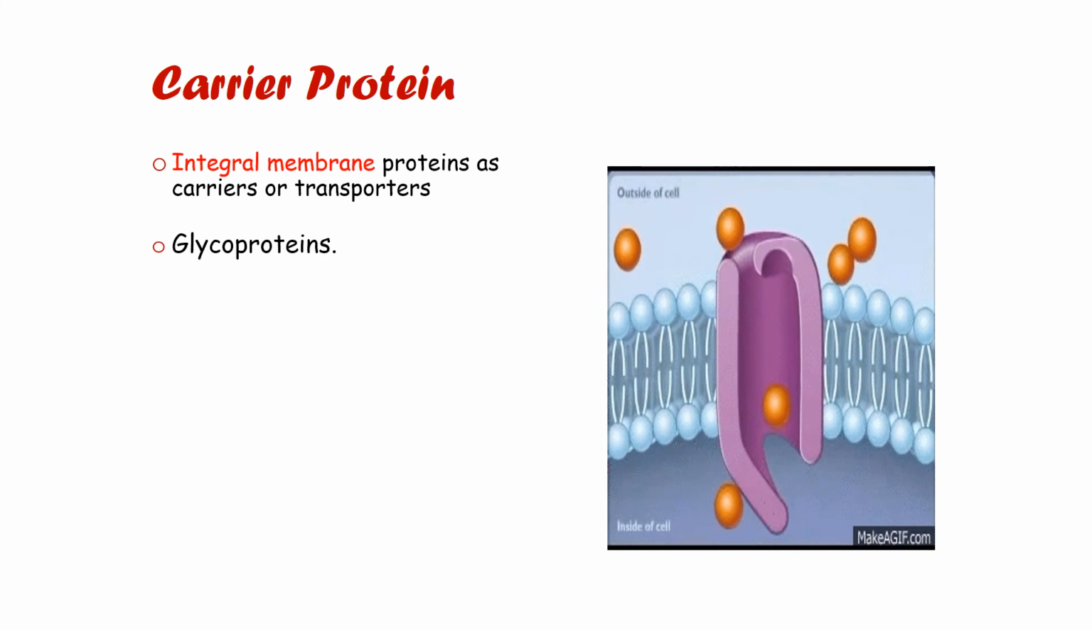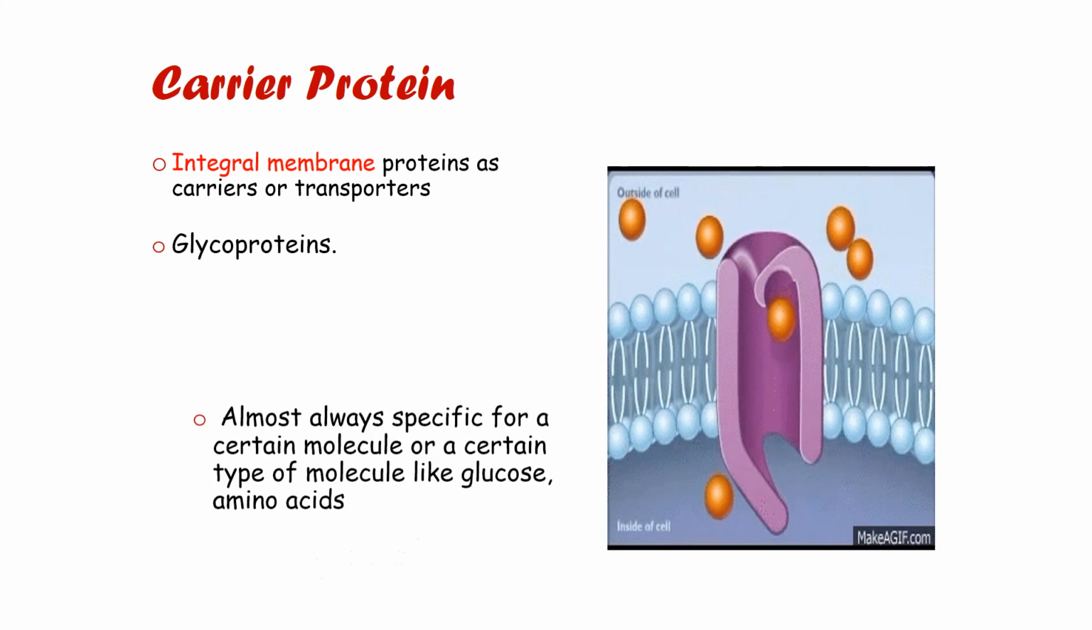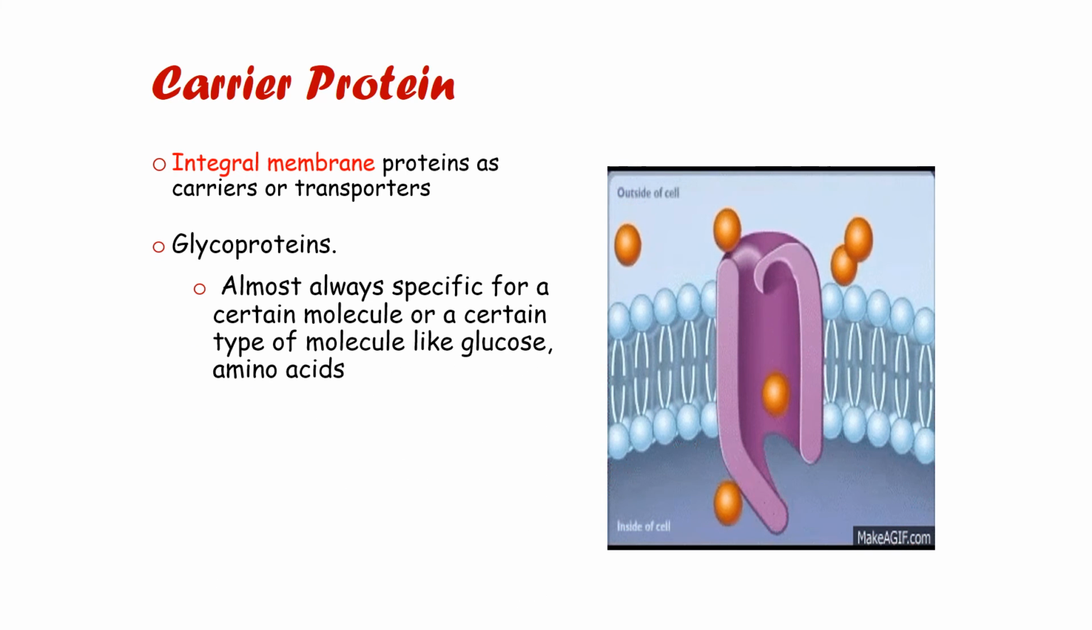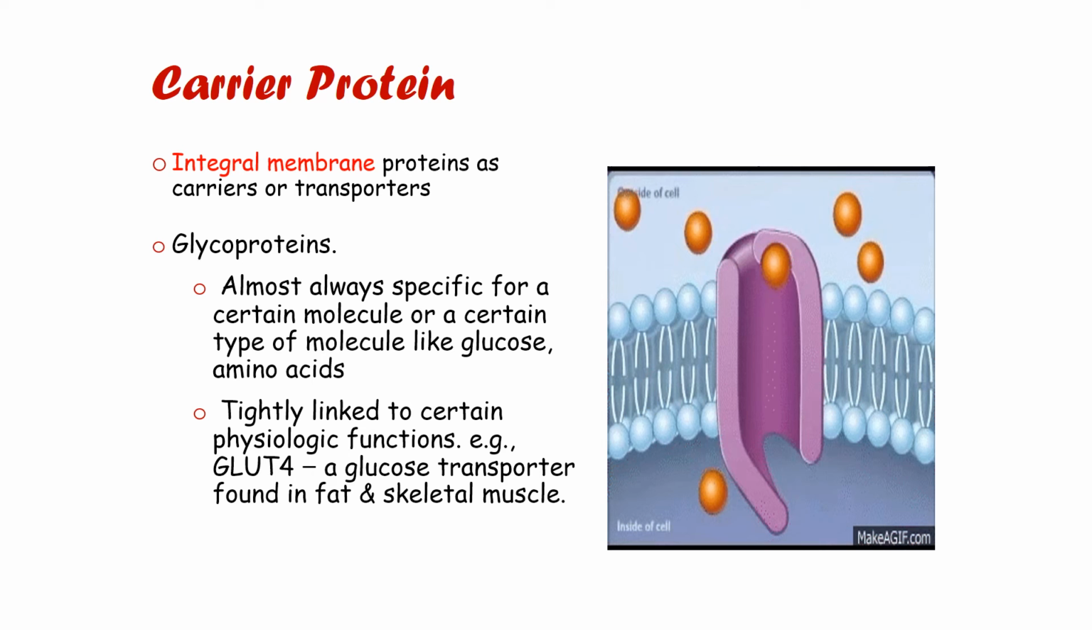This is basically a glycoprotein, and it allows the movement of substances along the concentration gradient, of those molecules which are larger in size, as we have said, glucose and amino acid. However, it is specific in nature. That means if it is transporting glucose, it will be specific for that glucose only, and no other molecule can pass through it. We can also cite an example of GLUT4, a glucose transporter that is found in fat and skeletal muscles, and it allows only the transportation of glucose through its carrier protein.